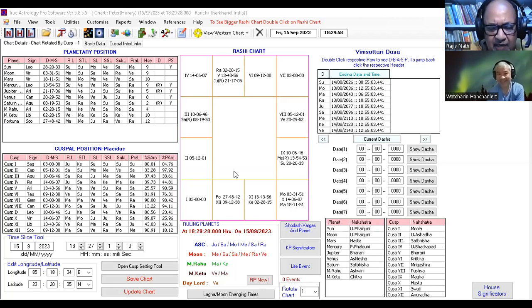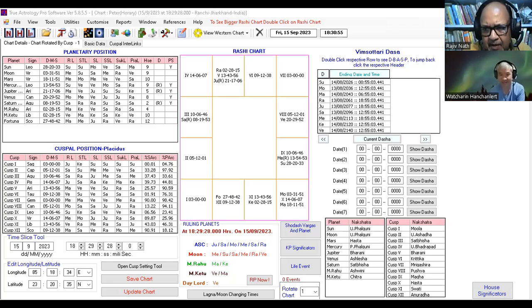What is the ascendant? Tell me the ascendant. Ascendant is in Sagittarius. And what about the planetary positions? The same. Where is Saturn? Saturn is in Aquarius, like it was. Sun is in the same degree, same position. So now you get my point, no? That is what I'm trying to explain to you.